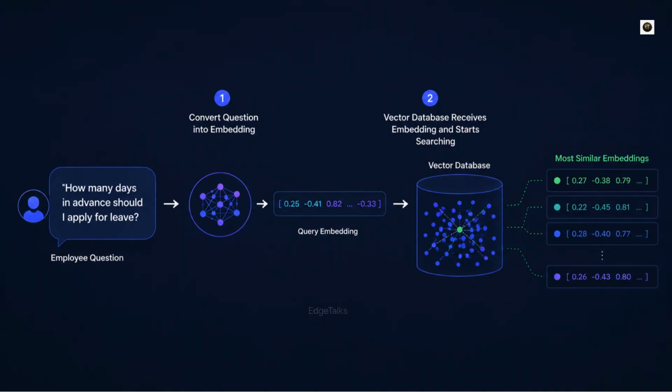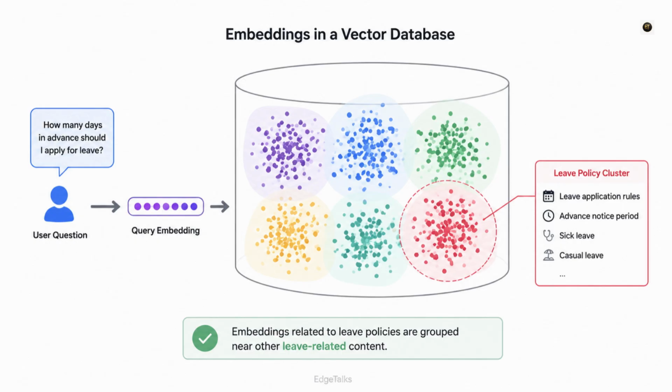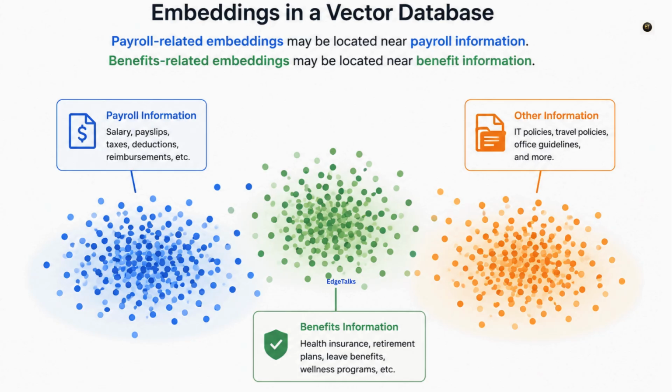One possible approach would be to compare the user embedding against every stored embedding one by one. This would work, but as the number of embeddings grows into millions, the search would become increasingly slow and expensive. So instead, a vector database organizes embeddings so that similar meanings are located close to one another. For example, embeddings related to leave policies may be grouped near other leave-related content. Payroll-related embeddings will be located near payroll information. Benefits-related embeddings may be located near benefit information.